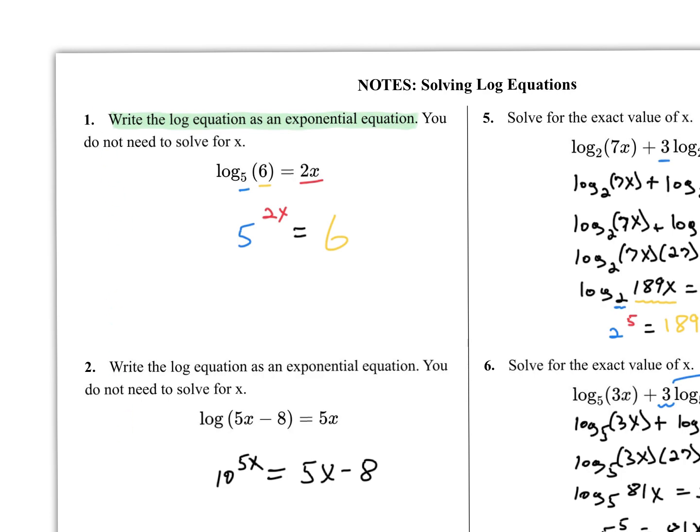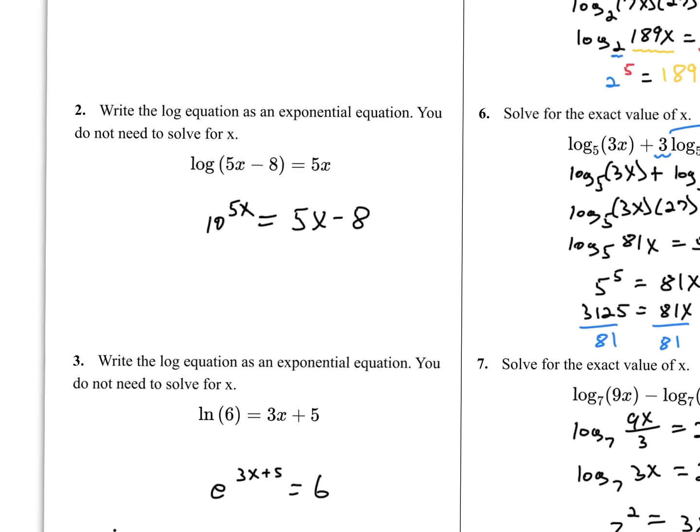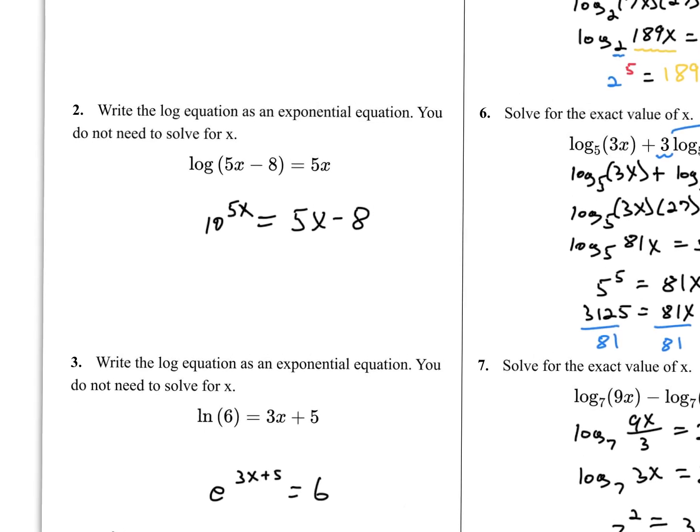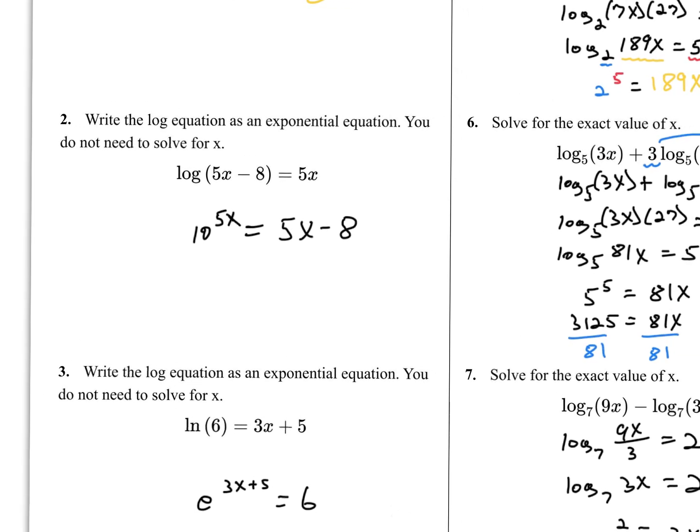All right, number two. It's the same thing. You're asked to write this equation as an exponential equation. The difference here is that we don't see a base written. That's our common log with a base of 10. So if we have a base of 10 here, we just write that as 10 to the 5x power equals 5x minus 8.